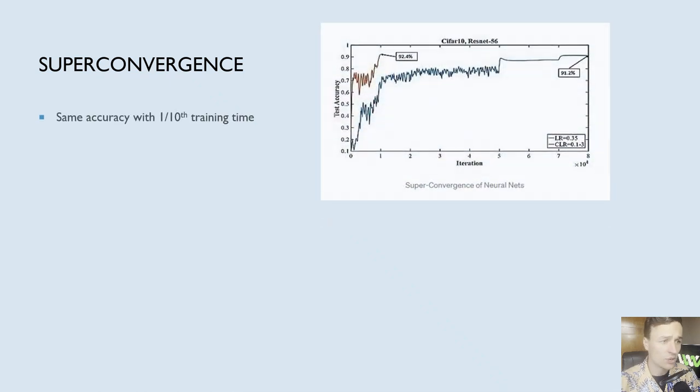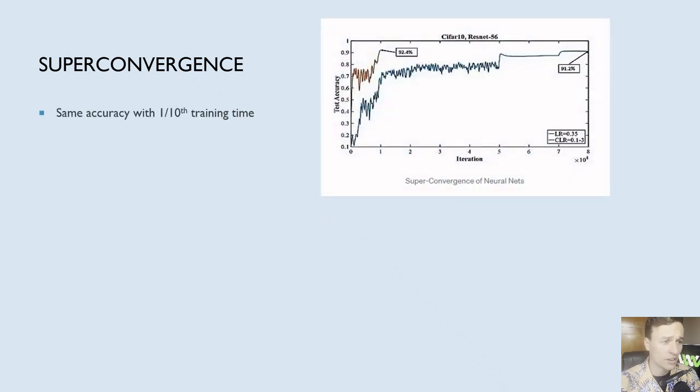Superconvergence is a relatively new discovery in the world of machine learning, and it involves training your network with a high cyclic learning rate that, when successfully employed, can result in receiving the same level of accuracy with only about a tenth of the training time, which severely reduces the time required to produce an accurate model. Overall, this is a pretty amazing feat. As seen in the plot here, the cyclic learning rate, ranging from 0.1 to 3 in orange, converges faster than the constant learning rate of 0.35 in blue. The cyclic learning rate also converges to a higher accuracy of 92.1% compared to 91.2%.